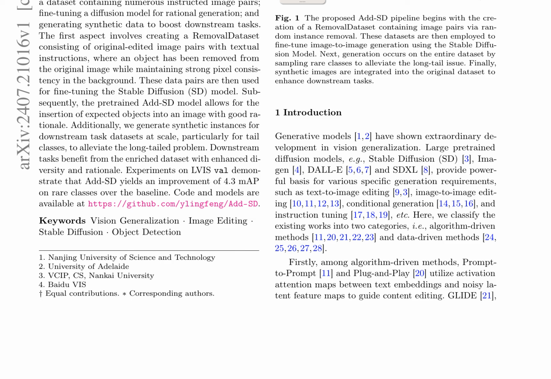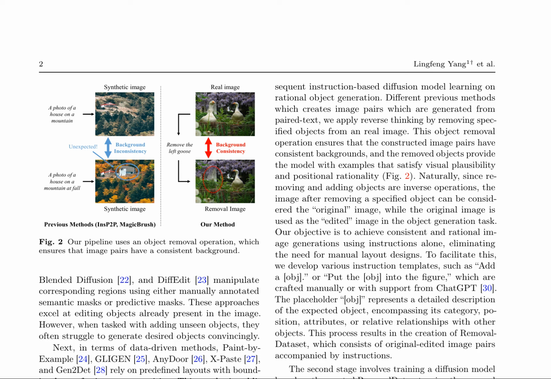Additionally, the paper generates synthetic instances for downstream task datasets at scale, particularly for tail classes, to alleviate the long-tailed problem. Downstream tasks benefit from the enriched dataset with enhanced diversity and rationale. Experiments on LVIS val demonstrate that AddSD yields an improvement of 4.3 mAP on rare classes over the baseline.